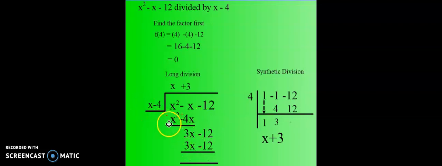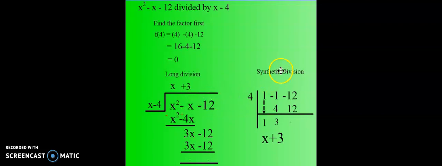What do I have to multiply with x to get that 3x again? I need to multiply by 3. 3 multiplied by x is 3x, and 3 multiplied by minus 4 is minus 12. When I subtract, the signs will change, rendering 0. So the factors are x minus 4 into x plus 3.